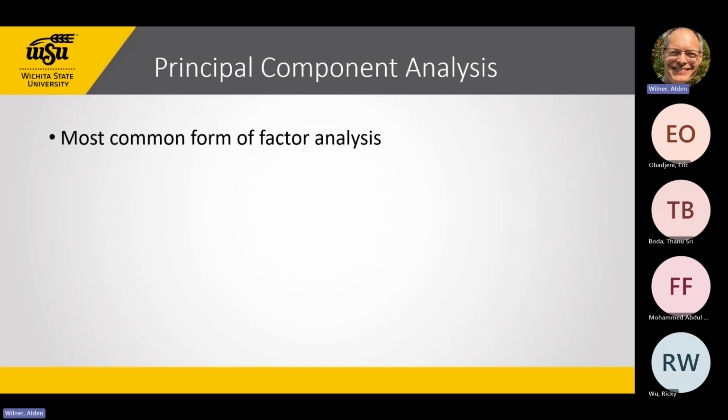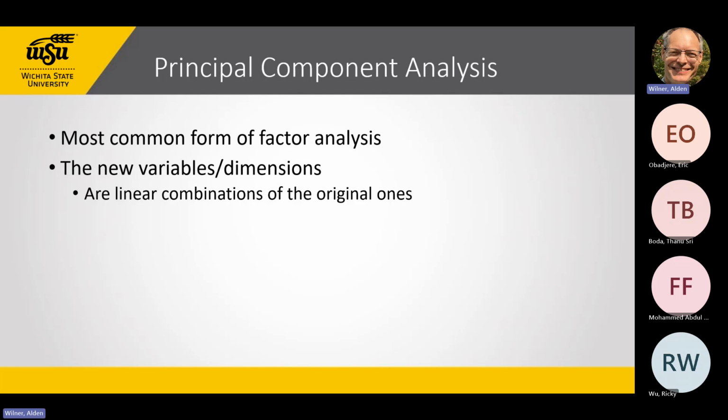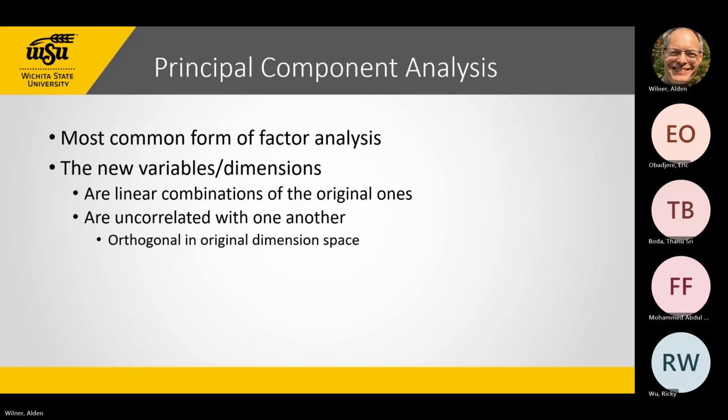So PCA is the most common form of factor analysis. Sorry for the little sidetrack there. The new variables and dimensions are linear combinations of the old ones. I'm not trying to do curves or anything fancy like that. They are uncorrelated with one another, which means that they are orthogonal in the original dimensional space.